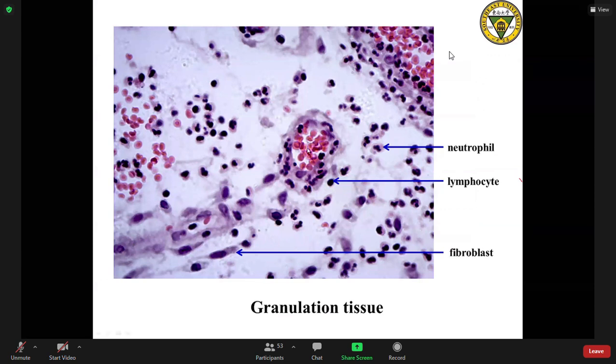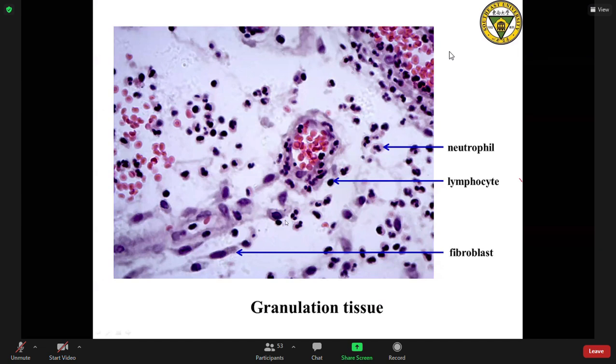Because we know the granulation tissue is a connective tissue, it has an ECM, extracellular matrix, in this area. In this picture, I point out the neutrophils. This is a neutrophil. This one, lymphocyte. And this one, fibroblast.